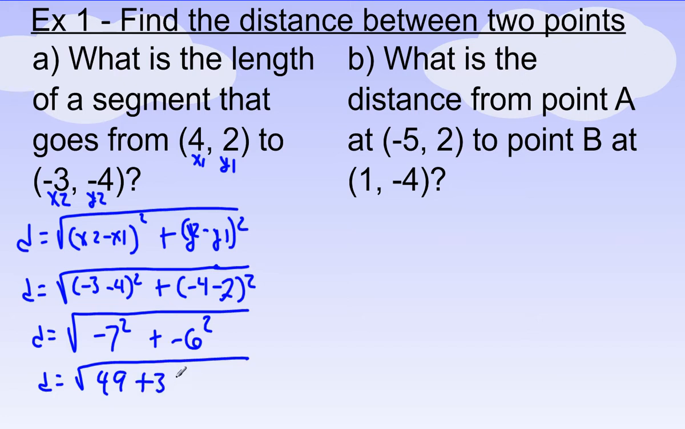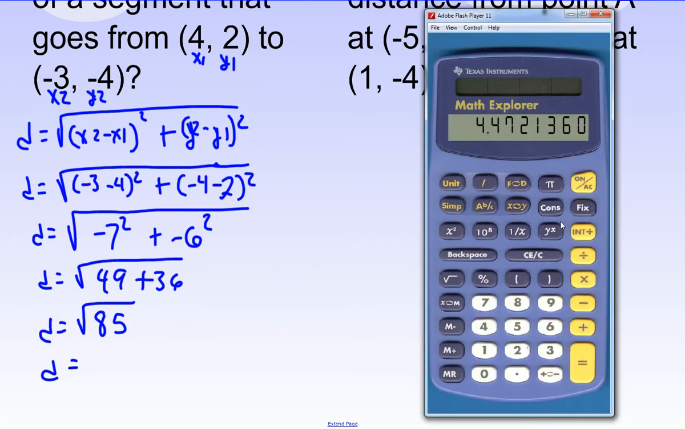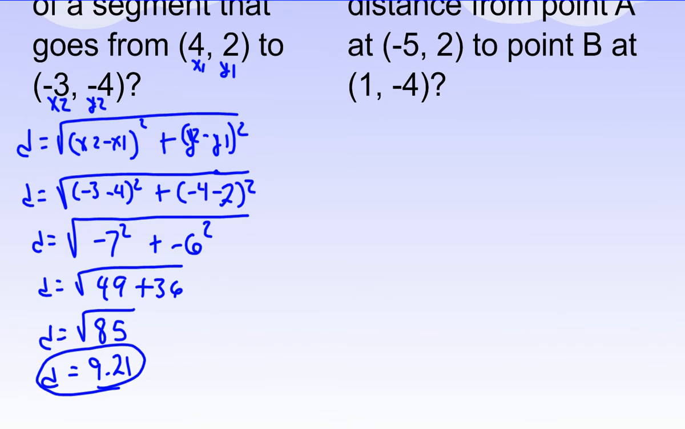49 plus 36. 49 and 36 is 85. So D, the distance, let me just double check this, 49 plus 36, there we go. Square root of that gives us 9.21. And there is the distance using the distance formula.